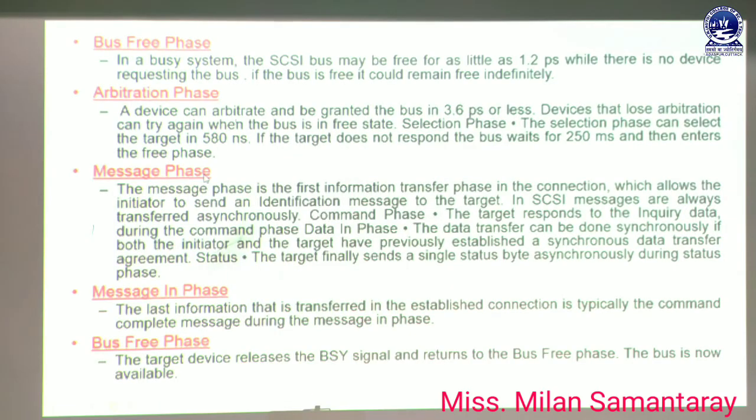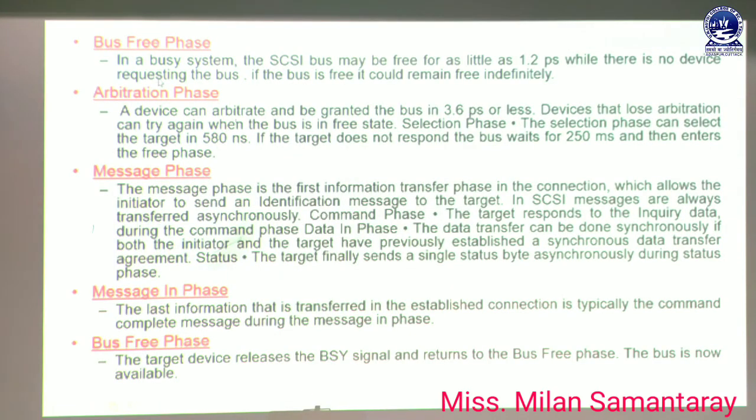Okay, so these are the phases of transmission of the SCSI bus. First, our bus free phase, then our arbitration phase. In the arbitration phase, we have to choose the bus master. Then the selection phase to transmit the data, and whatever data will be transmitted has to be chosen in the message phase. And then command phase, data in phase, status phase, message in phase, and bus free phase. We will discuss it one after another.